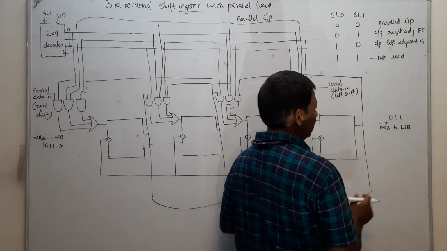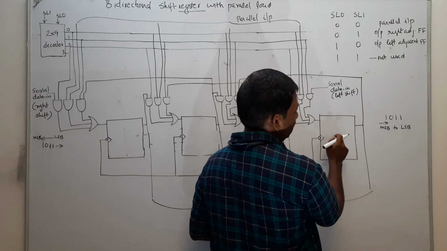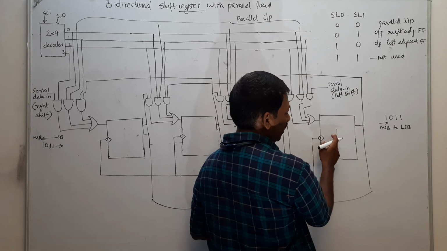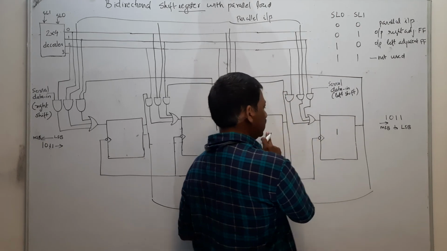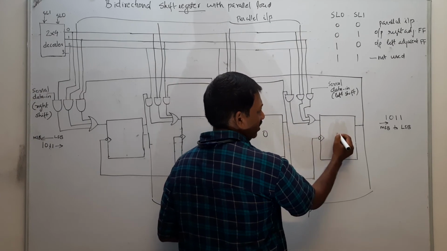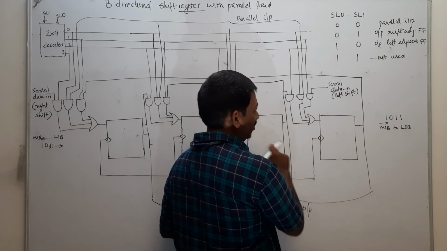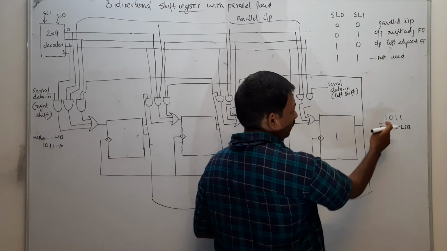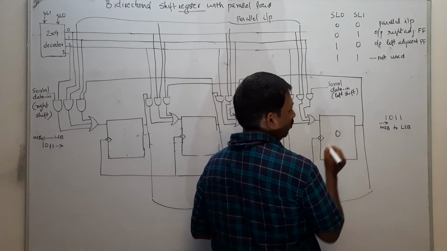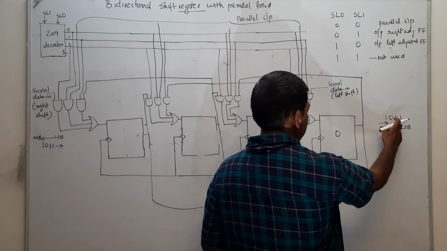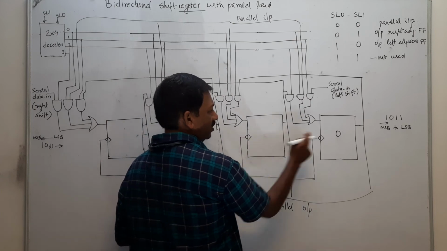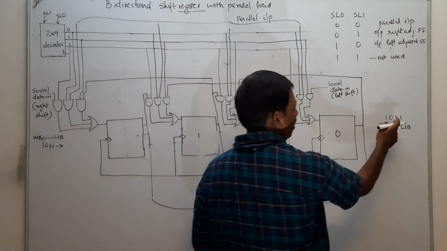That means 1011. When we are pushing this one, that will be pushed on to this. When this 0 is pushed, the content of this flip-flop is moved to this flip-flop. Initially you are pushing 1, and when this 0 is pushed, that 1 is moved to here and 0 will be here. Next one, when this 1 is pushed, this 1 will come here, this 0 will come here, and this one is pushed.